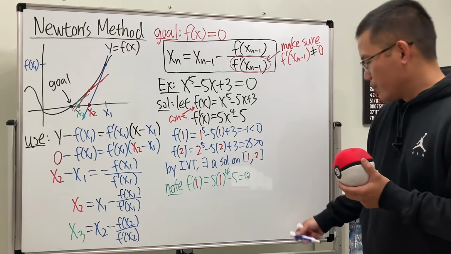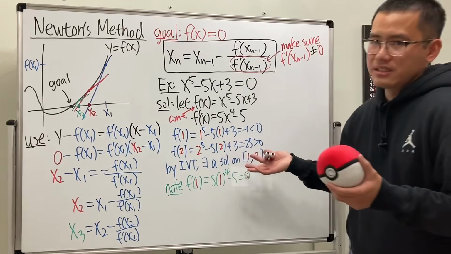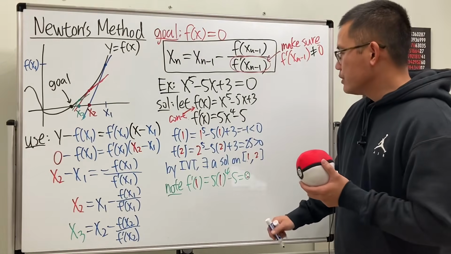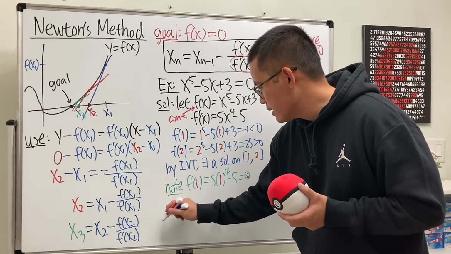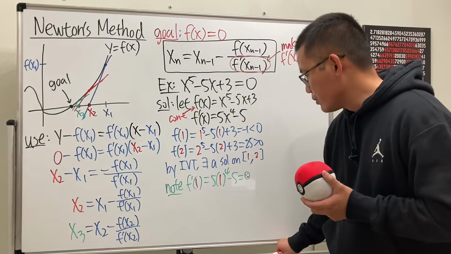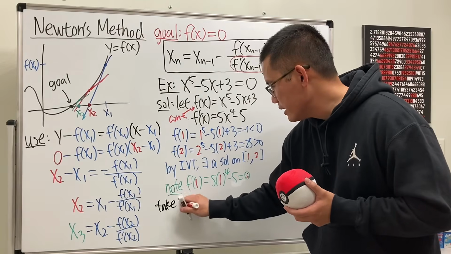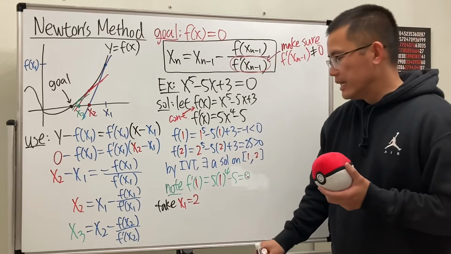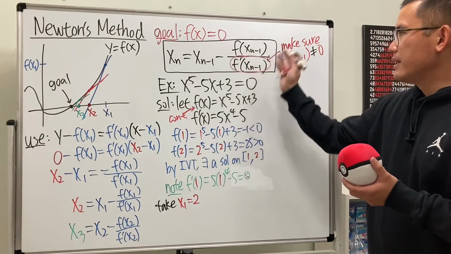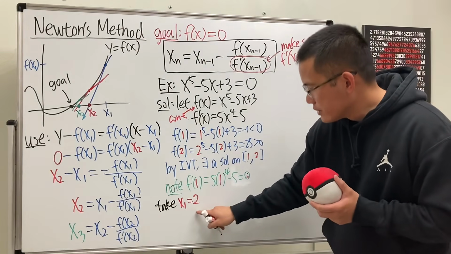So what do we do? Well, let's use 2 then, I guess. Well, 1.5, somewhat like that, right? I am going to use black right here. I'm going to take my initial guess, x1, to be 2. All right? And then now we'll just have to apply the formula. So, ready? Cool. x1 is 2.